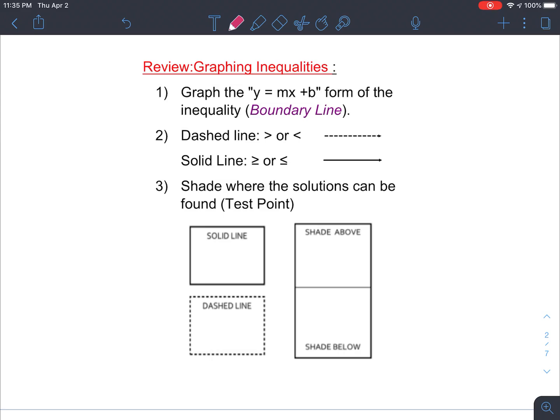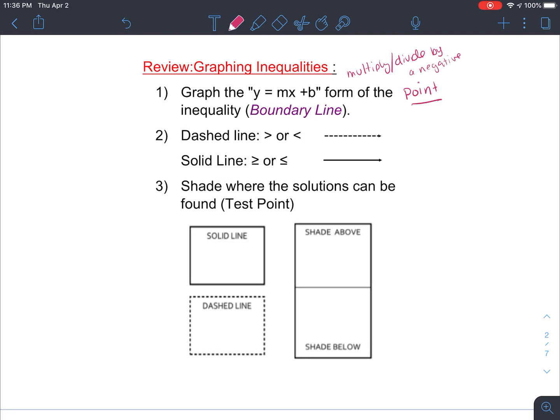Make sure you graph the y equals mx plus b form of the inequality, right? We call this our boundary line. You can do that by plugging into your calculator and finding points. You could do that by going from your y-intercept and counting the slope, but you want to make sure you graph those points. If it is not in slope-intercept form, y equals mx plus b, you must solve for slope-intercept form, remembering if you multiply or divide by a negative, the inequality sign must flip. So that's something you need to remember.